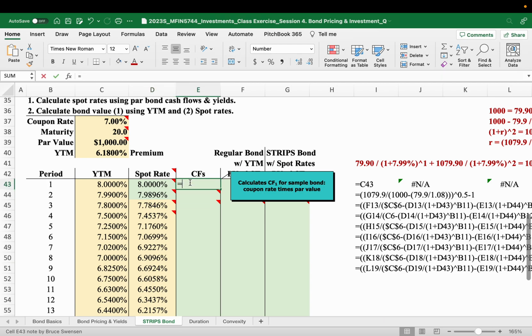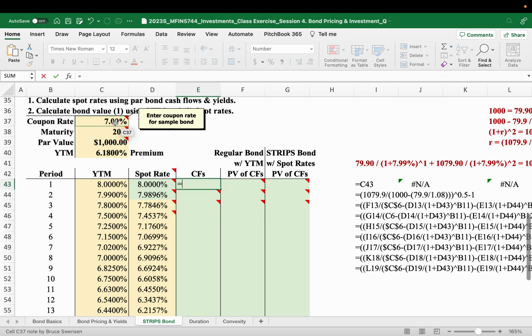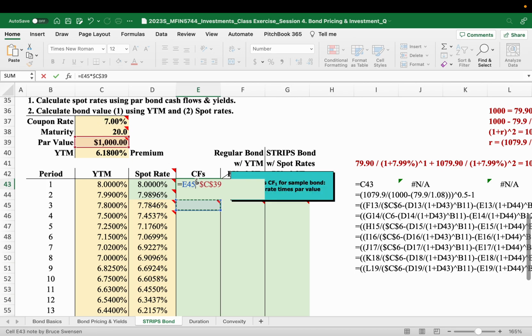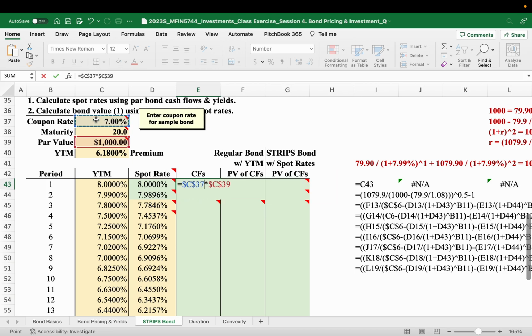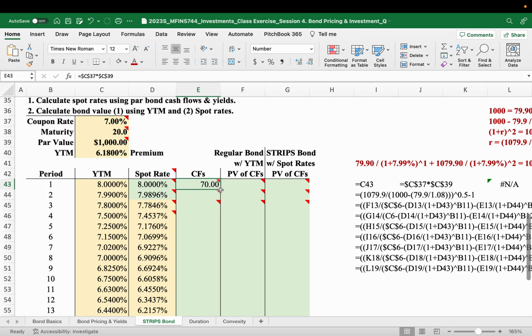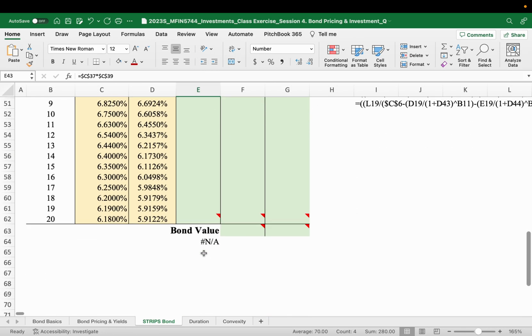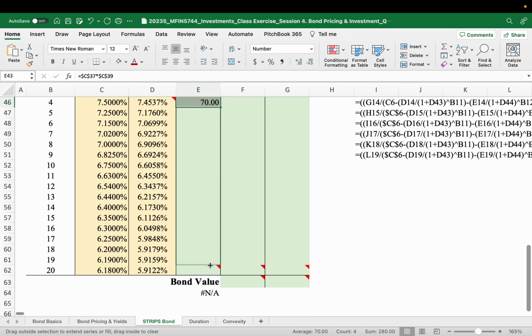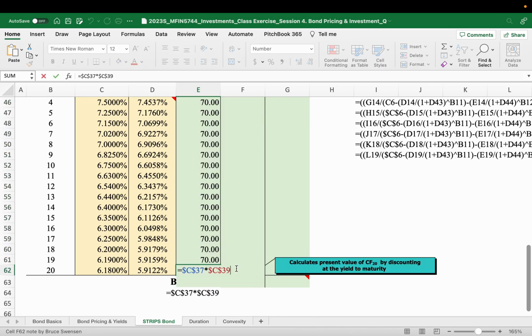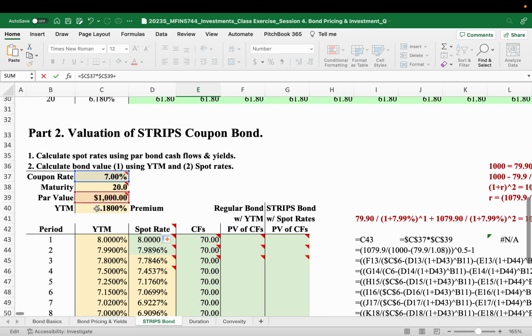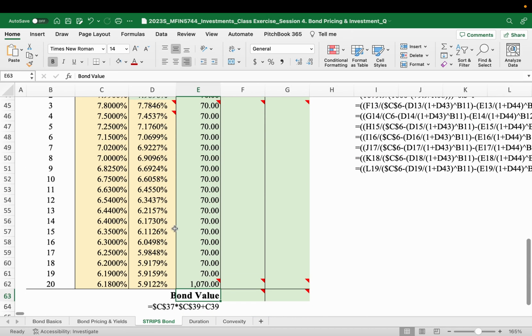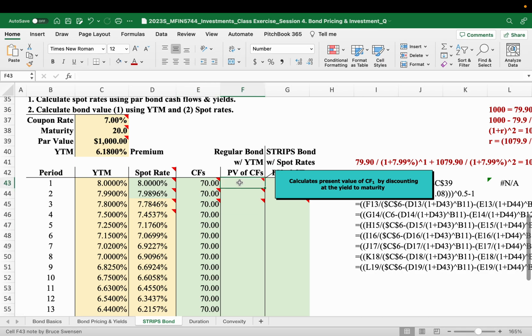So the cash flows, how to get it, right? The 7% times 1,000, right? I want to fix this 2. Then let's drag it down, right? Drag all the way down, every year coupon. But the last year, we must include, right, the $1,000 par value again, right? Then we want to discount.